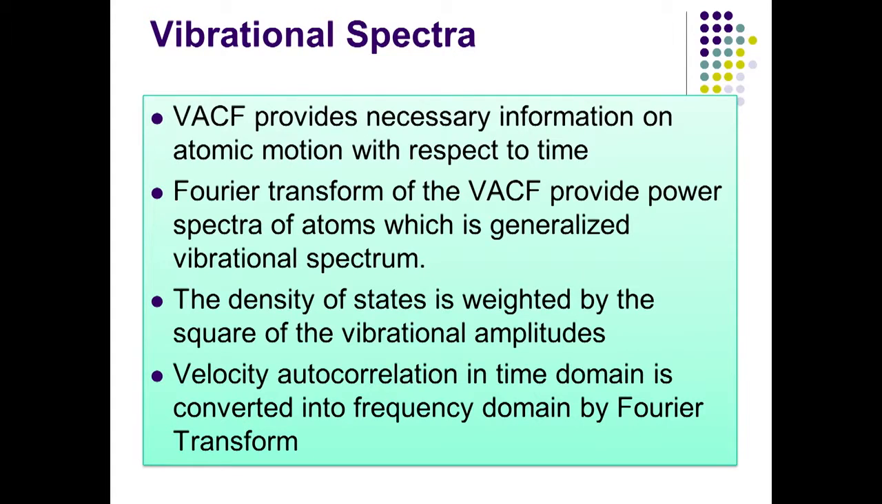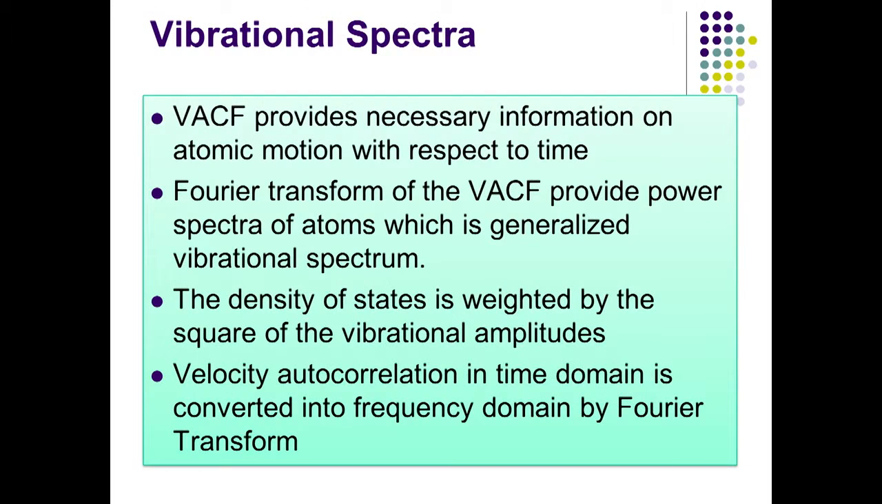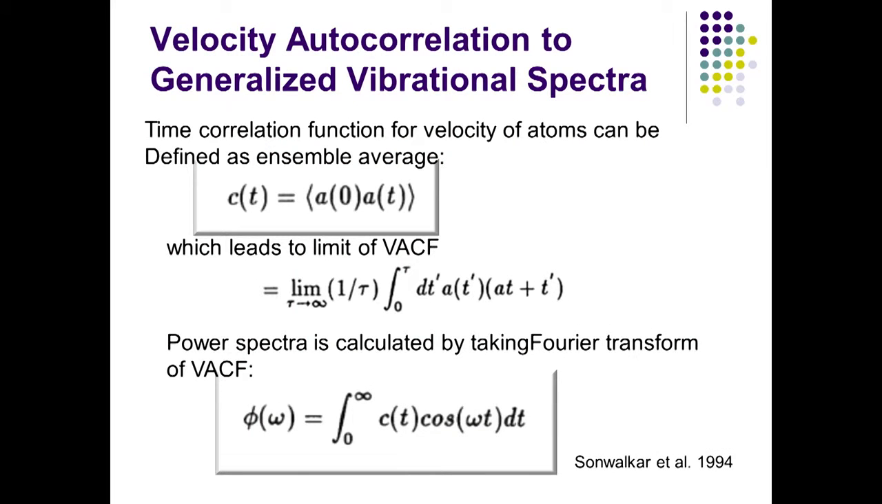And we looked in the last section at the velocity autocorrelation function and its Fourier transform, which does nothing but convert the velocity autocorrelation function from time domain to frequency domain. Now, we have what we call the power spectra of atoms, which is a generalized vibrational spectrum. If you look at the generalized vibrational spectrum, the density of states is weighted by the square of the vibrational amplitude, and that is what we were able to obtain from the velocity autocorrelation function as tau goes to infinity.